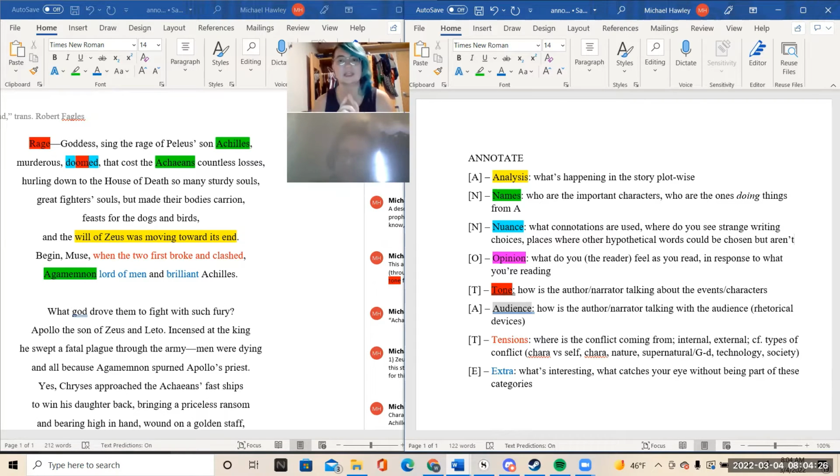So when annotating, keep in mind analysis, names, nuance, opinion, tone, audience, tension, and then extra. So for analysis, it's just basic. I don't know if I can call it basic. Reading comprehension, making sure that you know what is going on.